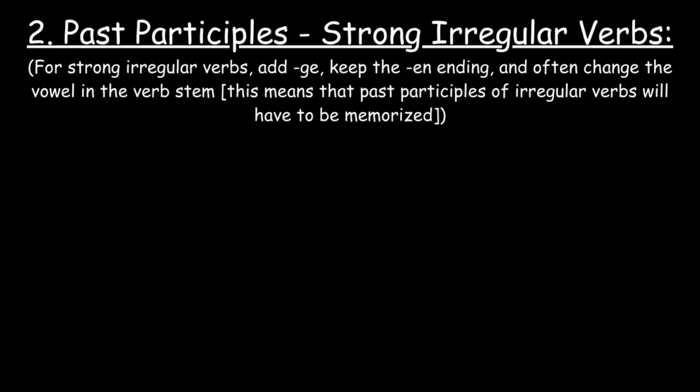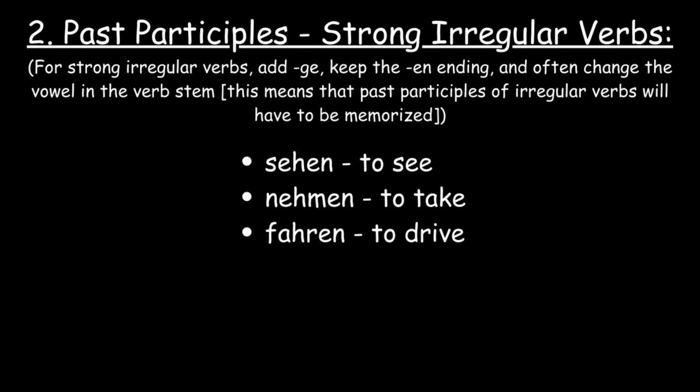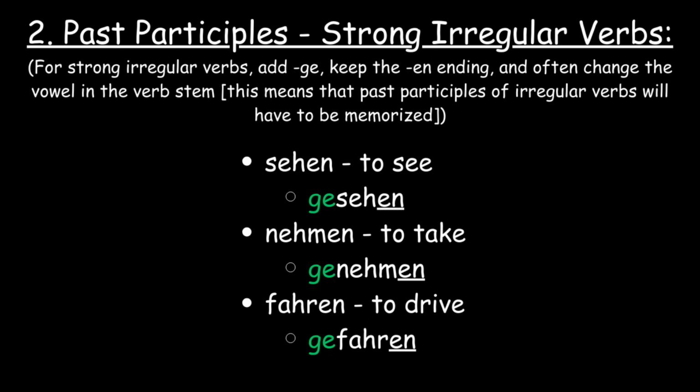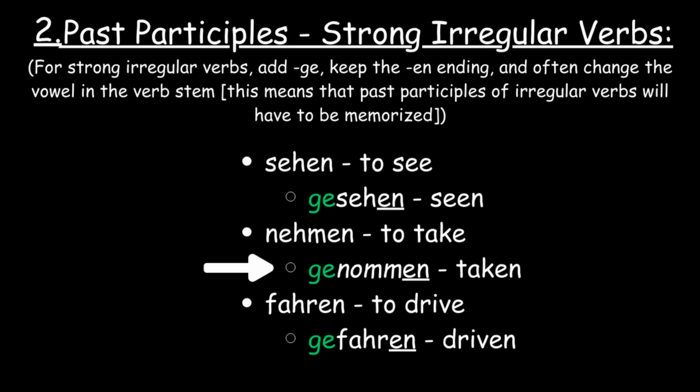Let's take the verbs sehen, nehmen, and fahren, which are irregular verbs. The way we make past participles is by adding ge and keeping the ending n, but some verbs will need a stem change, like nehmen. So, we get gesehen, genommen, and gefahren.